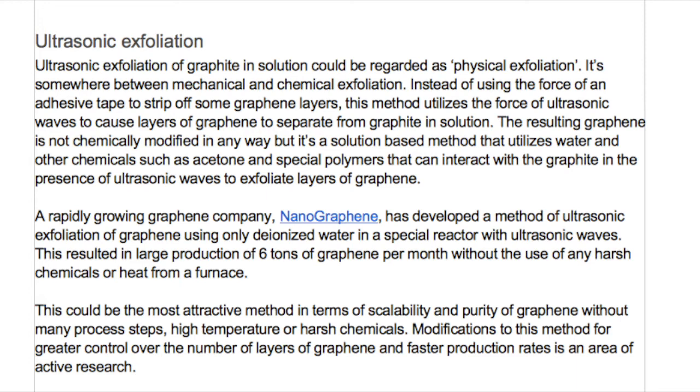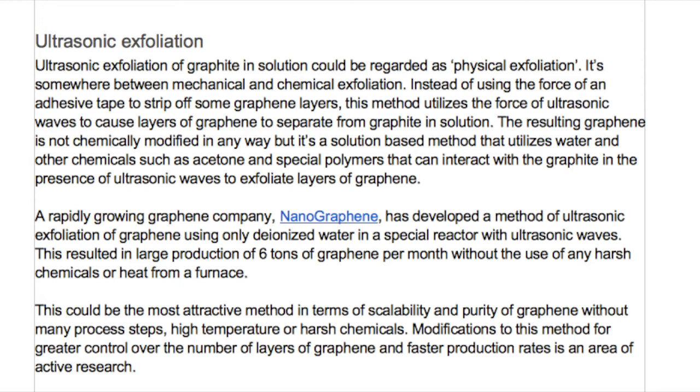The resulting graphene is not chemically modified in any way, but it's a solution-based method that utilizes water and other chemicals such as acetone and special polymers that can interact with the graphite in the presence of ultrasonic waves to exfoliate layers of graphene. A rapidly growing graphene company has developed a method of ultrasonic exfoliation of graphene using only deionized water in a special reactor with ultrasonic waves.